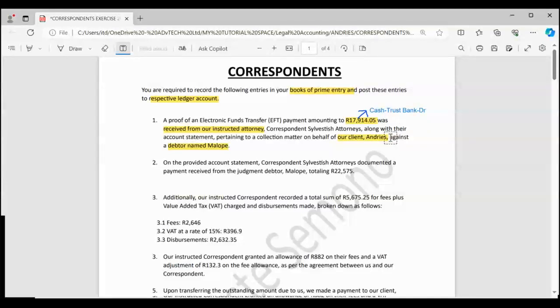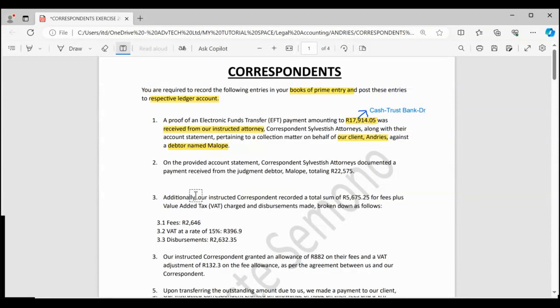Remember, if you are dealing with the correspondent, the instructing attorney will take the correspondent as their client. In other words, the business for now is between the instructing attorney and the correspondent, the instructed attorney. So we know for sure that we are receiving this cash, and it must be put in the trust accounts, in this case the trust bank, which you sometimes call the trust cash book. This is important to note. We're just analyzing for now.